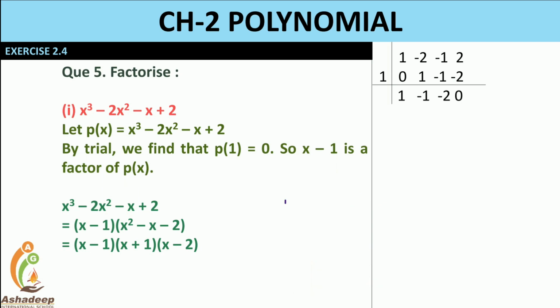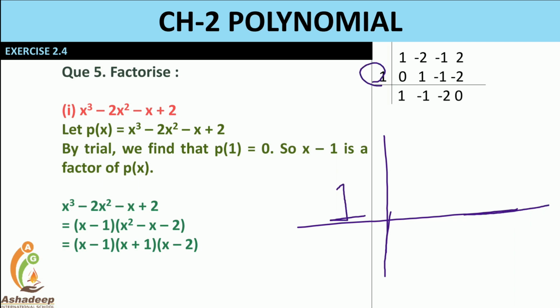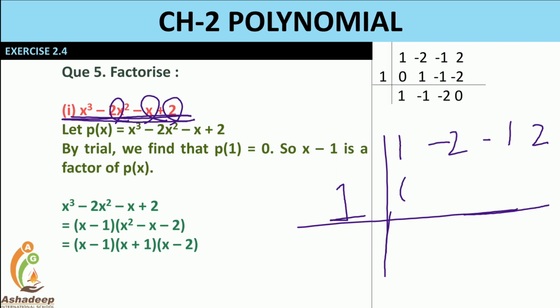Right? Now what I have to do is, see here, x is equal to 1. So I draw the two lines here, and x equals 1 I put here. Now write down the coefficients of the polynomial. The coefficient of x cube is 1. The coefficient of x square is minus 2. The coefficient of x is minus 1. And the constant term is 2. Here I have to put the 0, compulsory. Now add this.